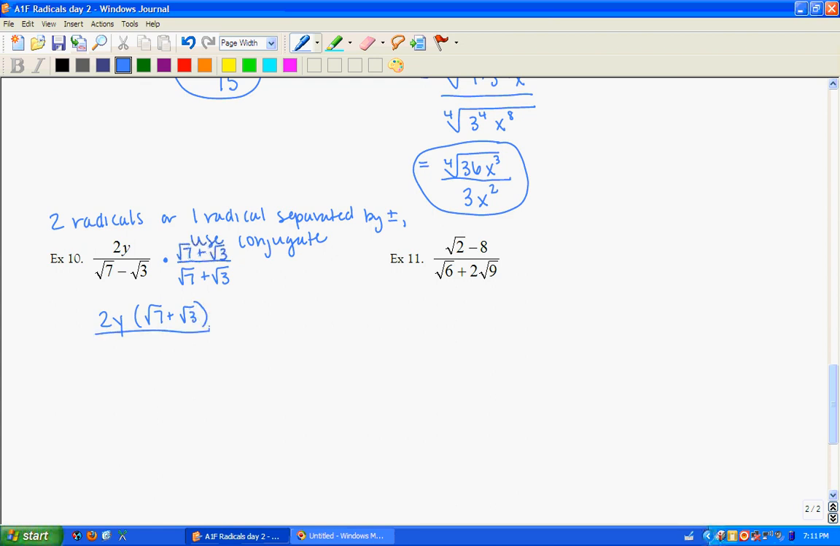And then on the bottom, we're going to have to use our distributive properties. So we'll have the square root of 7 times the square root of 7, which is square root of 49. And then the square root of 7 times the positive square root of 3 is positive square root of 21. And negative square root of 3 times positive square root of 7 is negative square root of 21. And negative square root of 3 times positive square root of 3 is negative square root of 9. So, the reason we use the conjugate is so that these middle terms will end up canceling each other out. And we know the square root of 49 and the square root of 9.